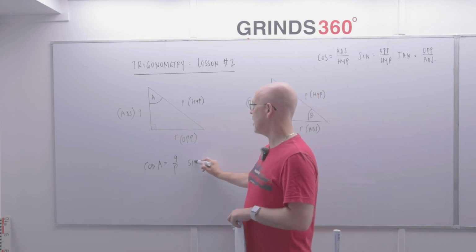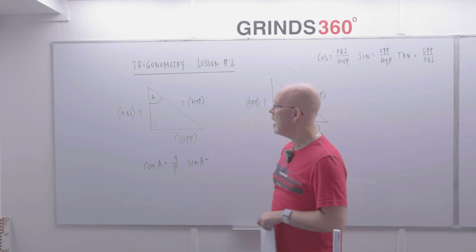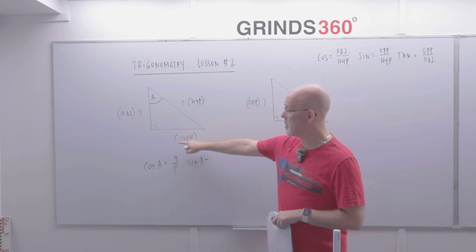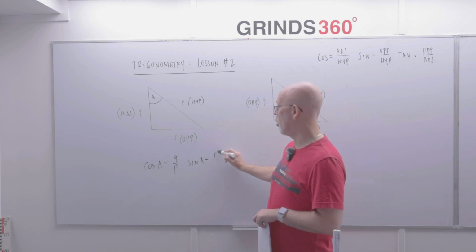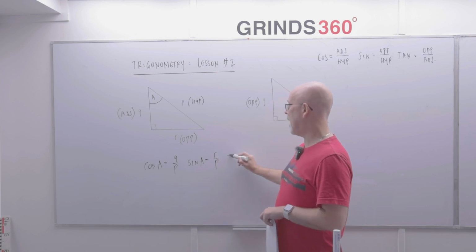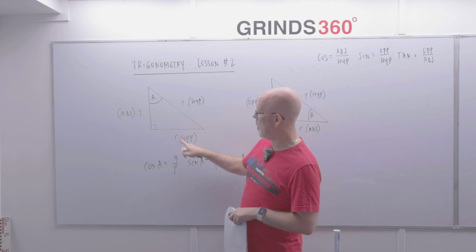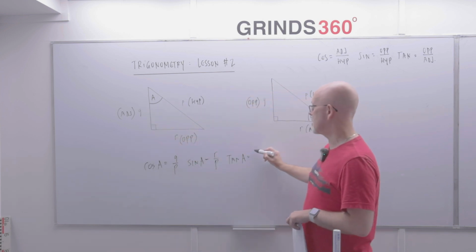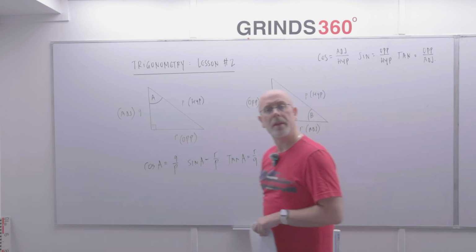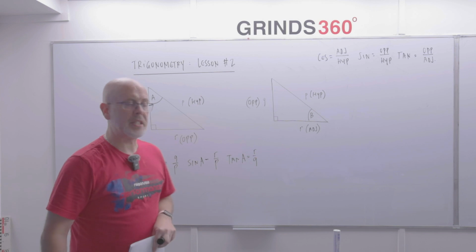The sine of A then is opposite over hypotenuse. The opposite is R, the hypotenuse is P, that's R over P. And then finally the tan of A, tan is opposite over adjacent, so the opposite is R and the adjacent is Q, so that's R over Q. So that's the three ratios for the angle A.